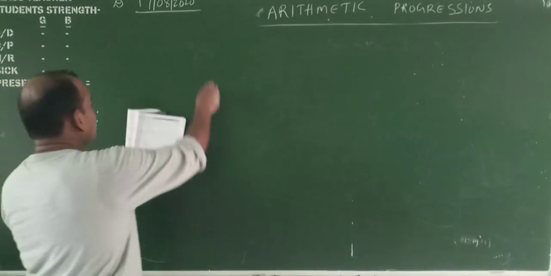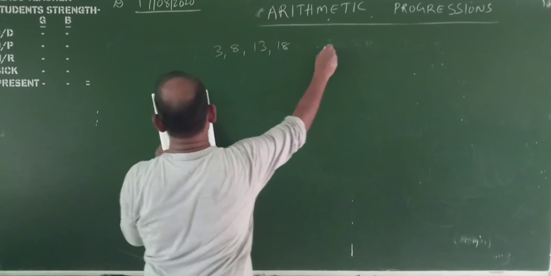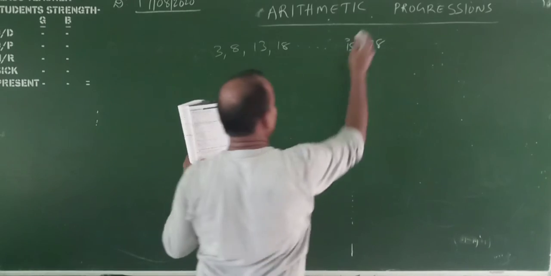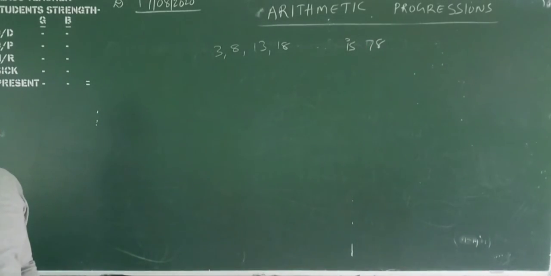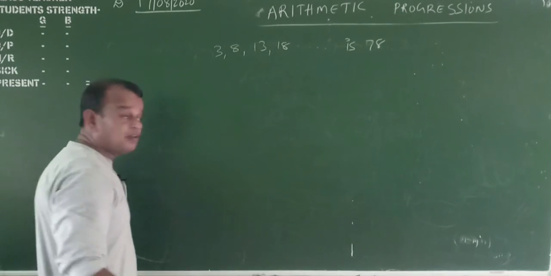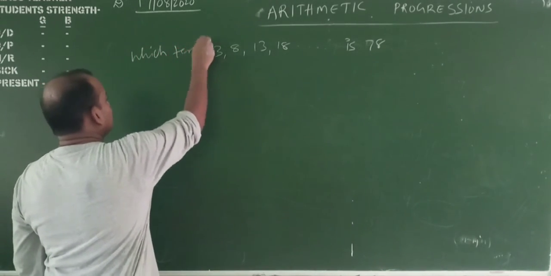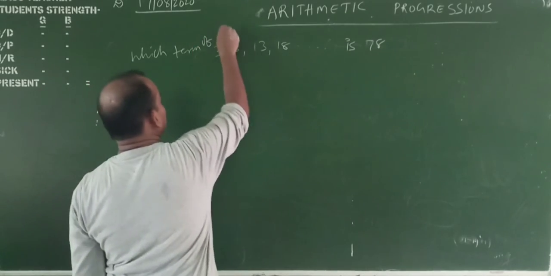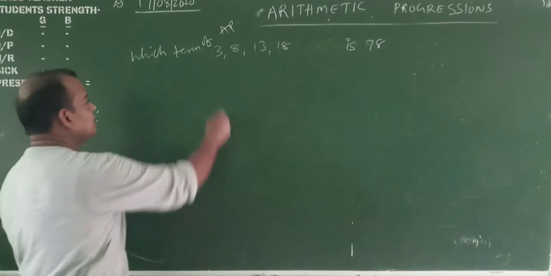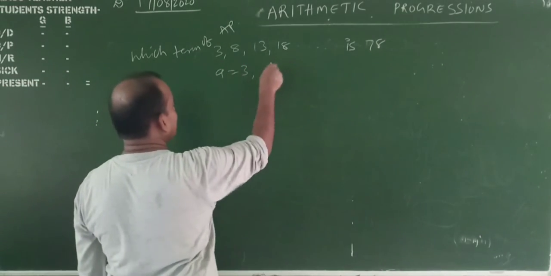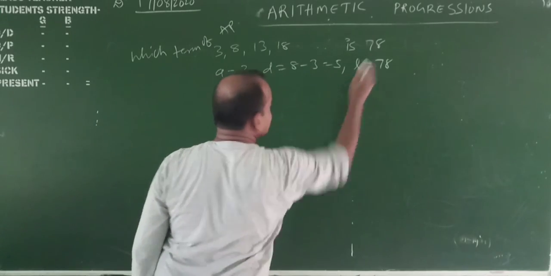Which term of the AP 3, 8, 13, 18, and so on, is 78? Which term is 78? The last term is given, so we can find the value of n. The A value is 3, the D value is 8 minus 3, that is equal to 5. L is clearly given, that is 78.